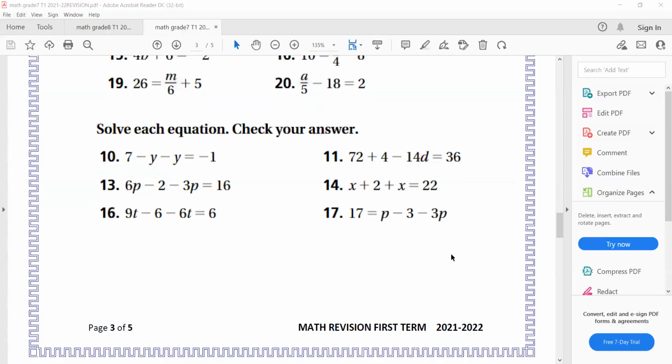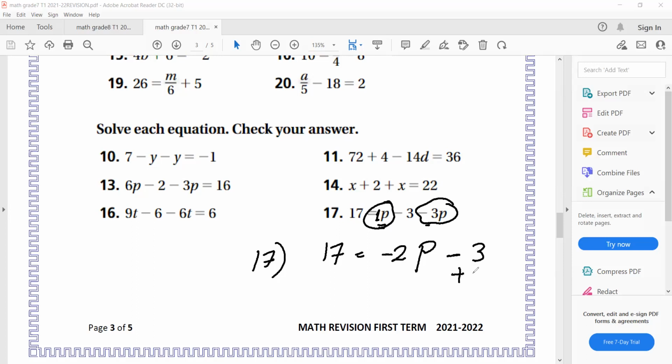Okay, my dear. If I have number 17, I have here 1p, here 1b, and negative 3b. The answer will be what? 17 as it. 1p minus 3b. I'll add like terms. 1b plus 3b equals 2b, but the sign must be negative, because negative 3 is the greater. Negative 3 as it.